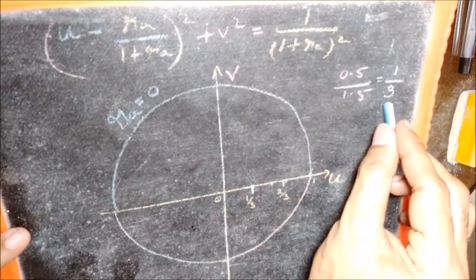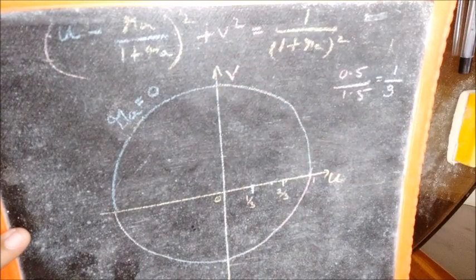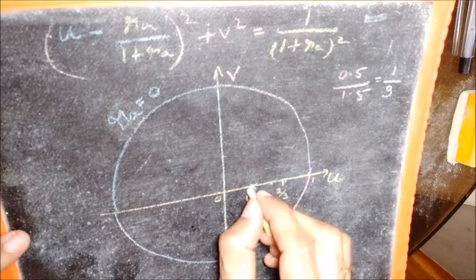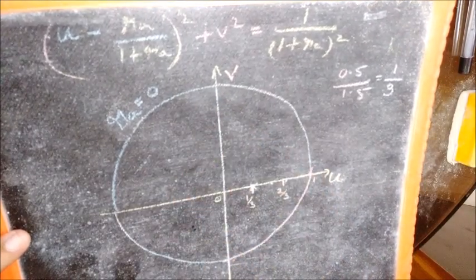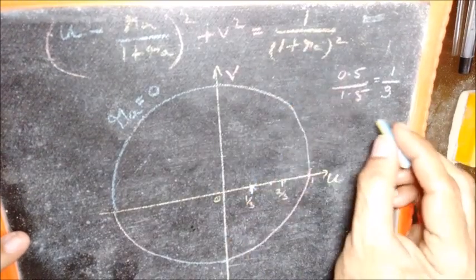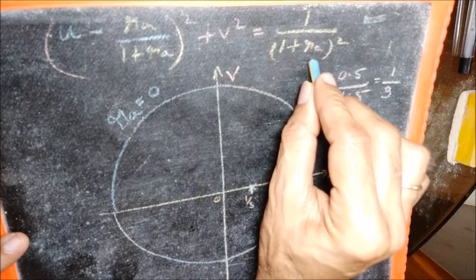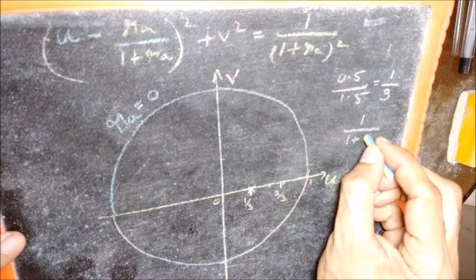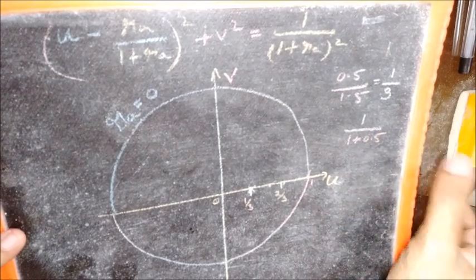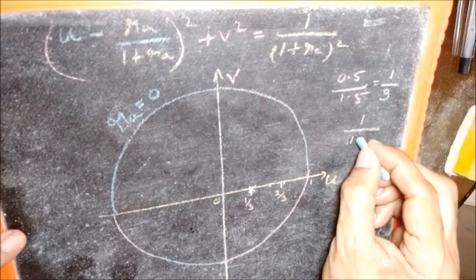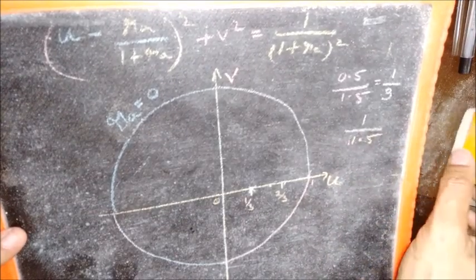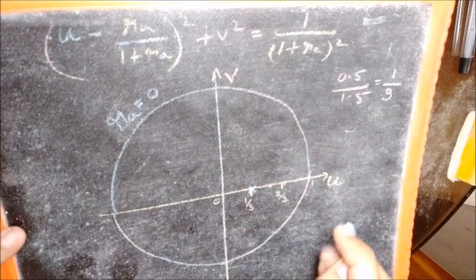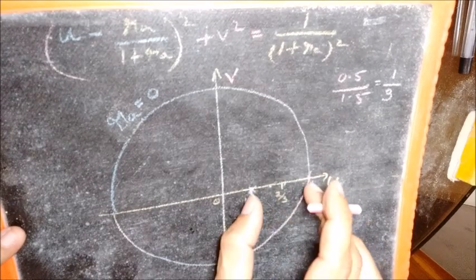So 1 by 3, 0 is the location of the origin. So 1 by 3 on U and 0 on V. This will be the point where you have the center of the circle. And radius will be 1 divided by 1 plus RA, where RA is the radius. So 1 divided by 1 plus 0.5. That will give us 1 by 1.5, which is 2 by 3. So 2 by 3 is the radius. So center here and radius 2 by 3. This is 1 by 3, this is 1 by 3. So radius is 2 by 3.